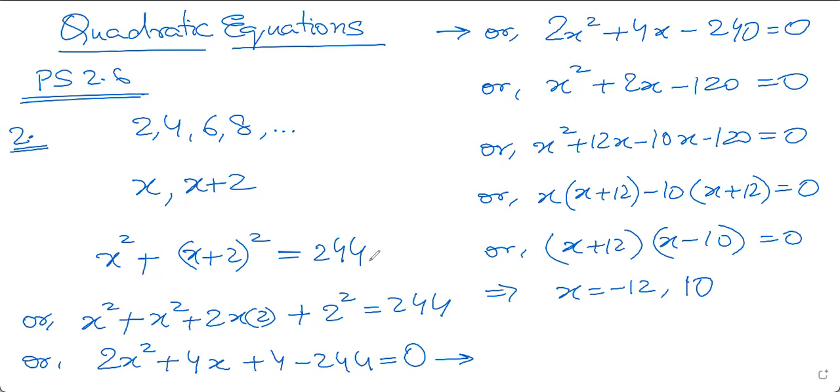But remember our initial understanding: natural even numbers, that means x cannot be negative. x can only be 10. If x equals 10, x plus 2 will be 10 plus 2 equals 12. So the numbers that we were looking for may be 10 and 12. Have I done it right? Have I done it wrong? Can you please check and tell me? 10, 12.